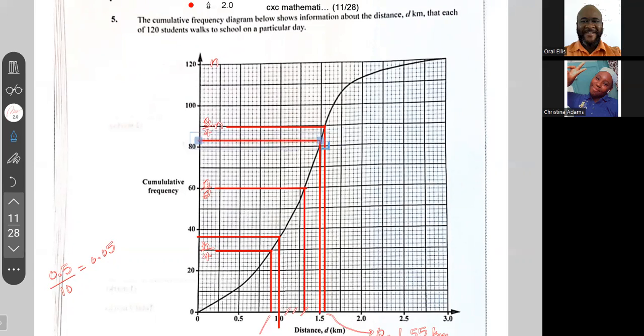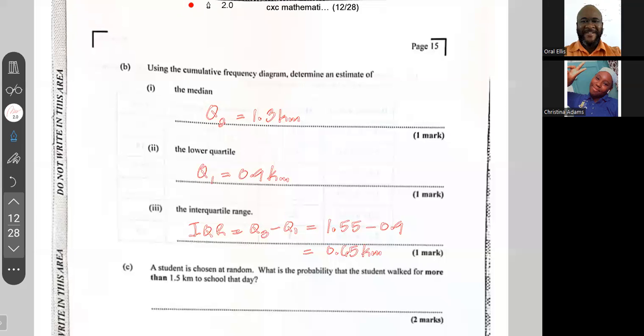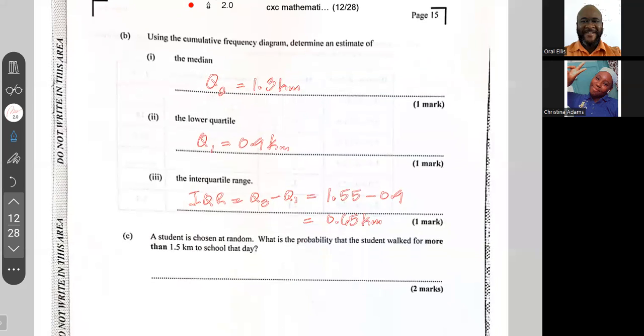And what this is saying to me is that student number 82 walked 1.5 kilometers to school. Everybody above him walked more than 1.5 kilometers. And what I want is the probability that someone walked more than 1.5 kilometers. So I need the people above him.